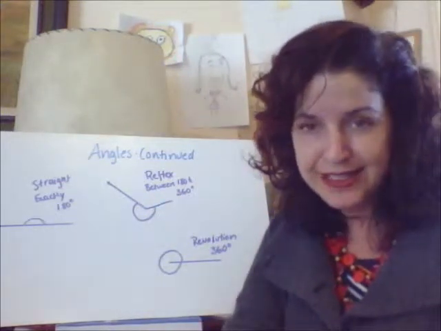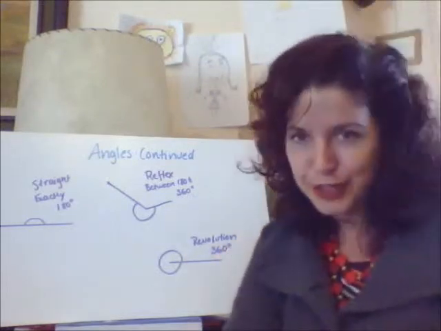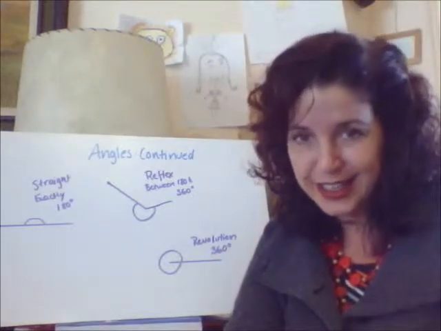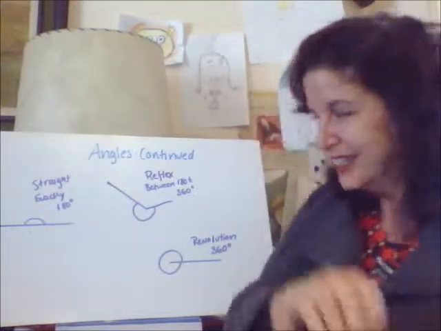And last, and possibly least, because I've hardly ever seen this anywhere, is the revolution angle. That is actually exactly 360 degrees, which is why it looks exactly like a circle.